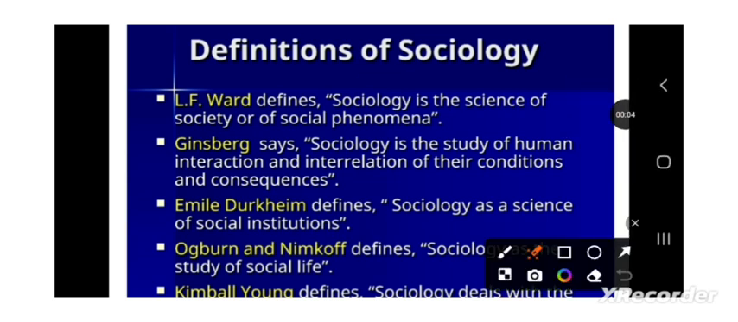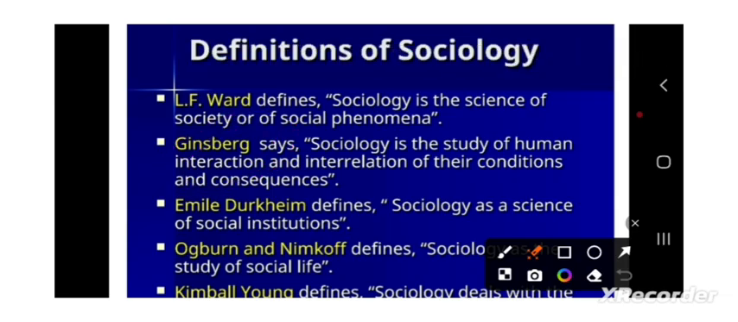Definitions of sociology. L.F. Ward: he defined sociology as the science of society or of social phenomena. This is a broad fundamental definition positioning sociology as a scientific field dedicated to studying society as a whole and the observable events that occur within it.